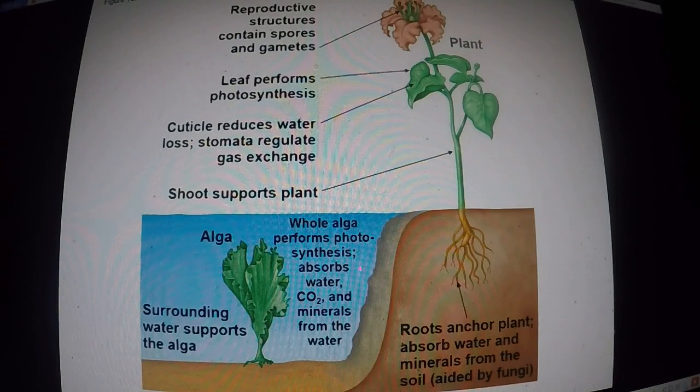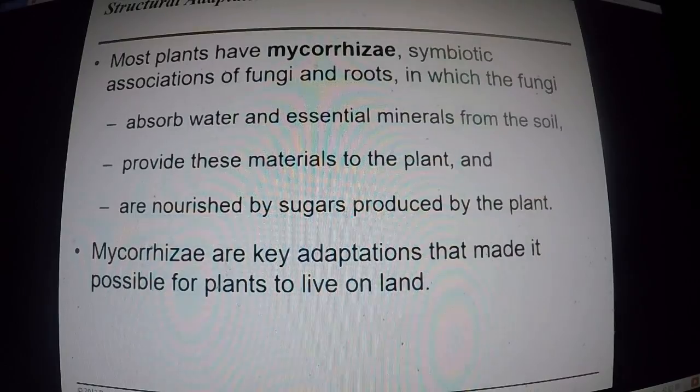The land plant maybe has one advantage over the marine plants in that it doesn't really have any filtered sunlight, so the leaves can perform photosynthesis nicely. The shoots have to support the plant, while the water supports the seaweed. The roots have to anchor the plant and absorb water. The whole seaweed can absorb water and nutrients from the surrounding water. So one of the advantages to living in the water is you don't have to have the support. You don't have to worry about something to absorb water.